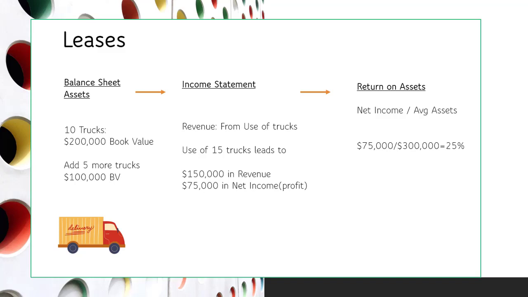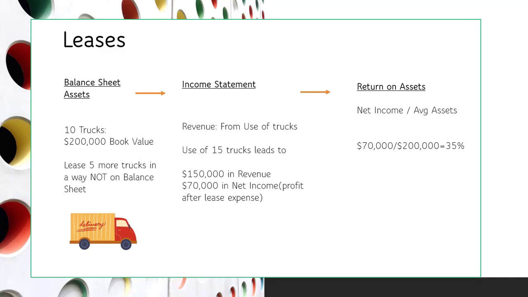Wouldn't it be great if managers could generate more profit but have the same amount of assets? Well, generating more profit with the same amount of assets is pretty difficult. Another option, if managers are savvy, is to get the ability to use more trucks but only have the same amount of trucks on the books. So for example, on the balance sheet we only have 10 trucks, but we lease 5 more trucks. That way they're not on the balance sheet. They're not considered assets of the company. We're using those trucks to generate profits.